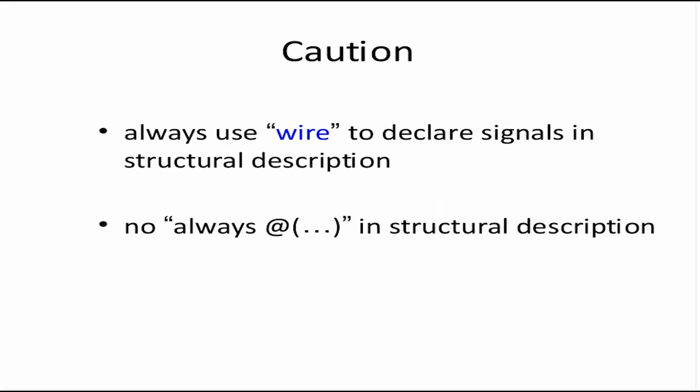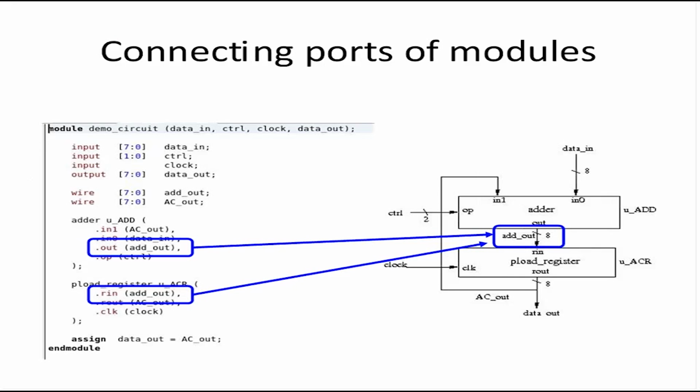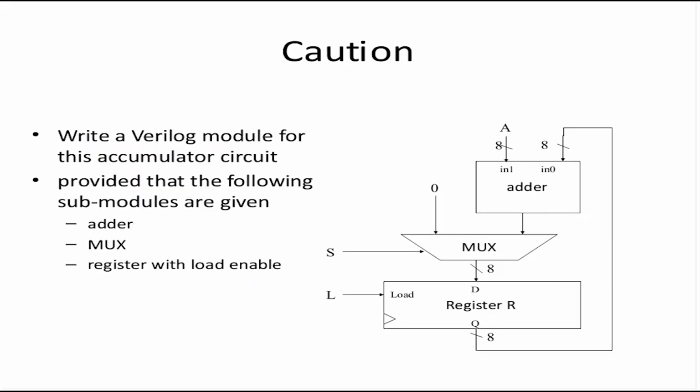A word of caution. In a structural description, we always use wire to declare signals, because by definition the structural module will not contain any logic apart from simple connections. The module here instantiates these two modules, but the only logic here is just connections. There is nothing else. So all these connections should be defined as wire.